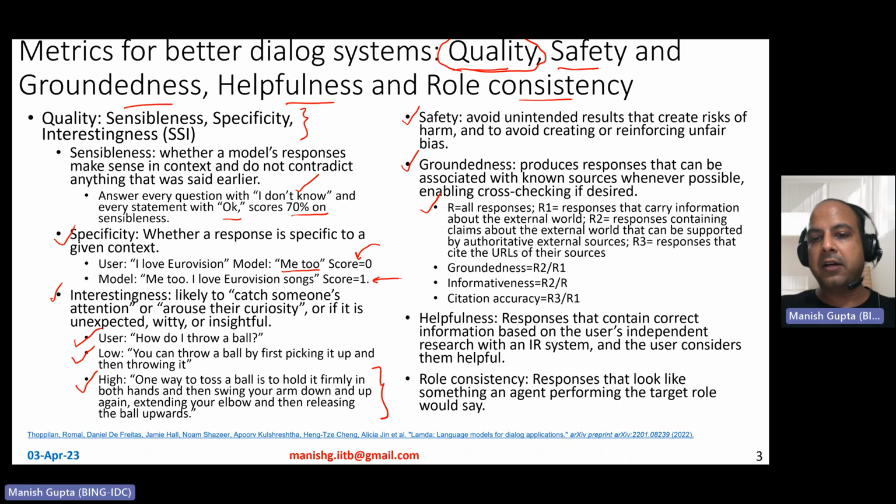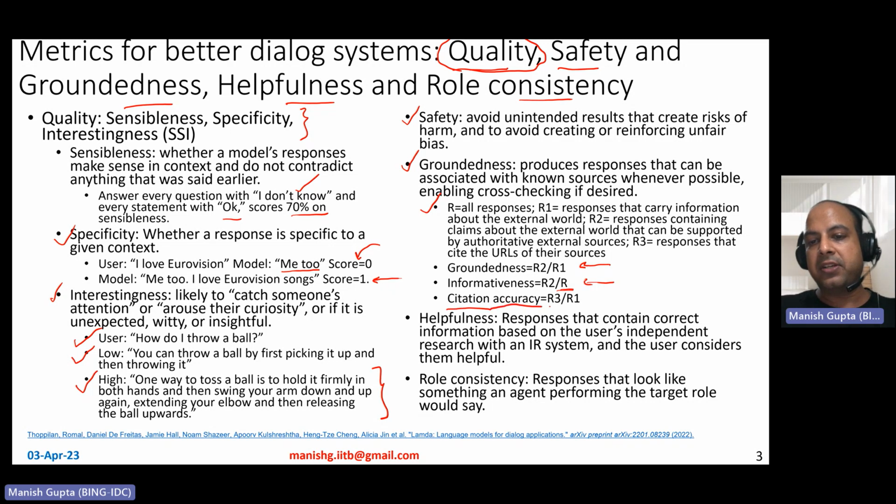So in that case, groundedness is defined as R2 divided by R1. So how many responses that carry information about the external world also contain claims that are supported by authoritative external sources. Okay? Informativeness, the numerator remains the same, but the denominator is with respect to all responses rather than only those responses which carry information about the external world.